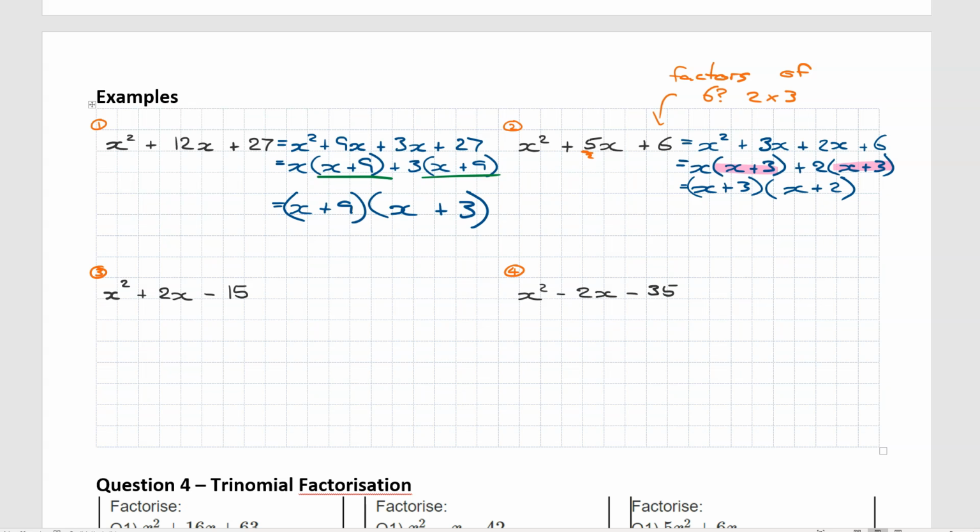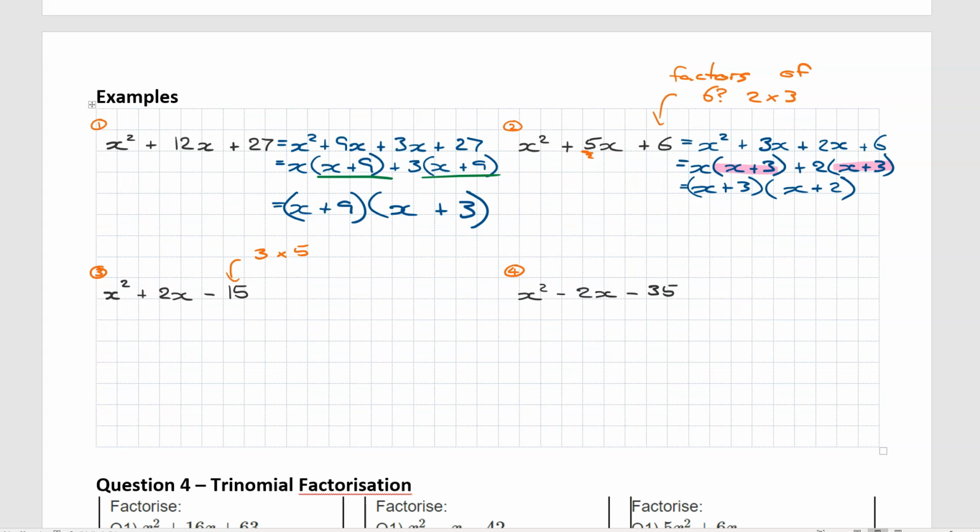So, not too bad. Alright, moving on to question 3. This is where it gets a little bit trickier, but not too much trickier. We've got x squared plus 2x minus 15. Looking at that, we haven't encountered a minus before, but again, it's nothing we can't handle. We simply ask ourselves, what are the factors of 15? And the factors are going to be 3 times 5.